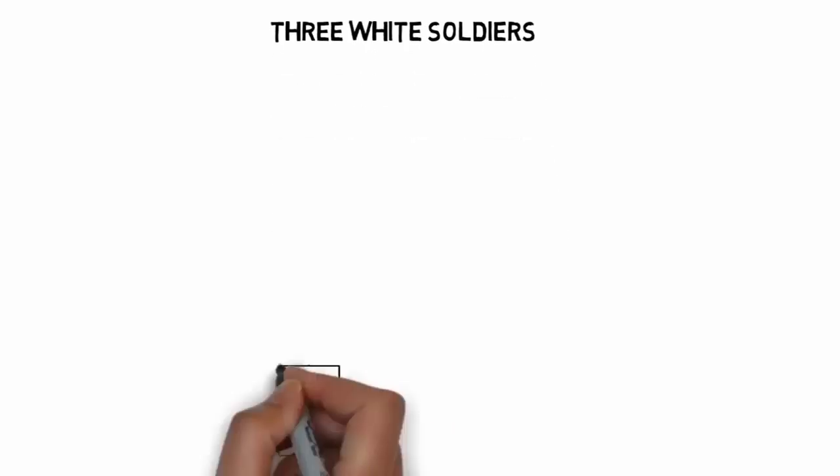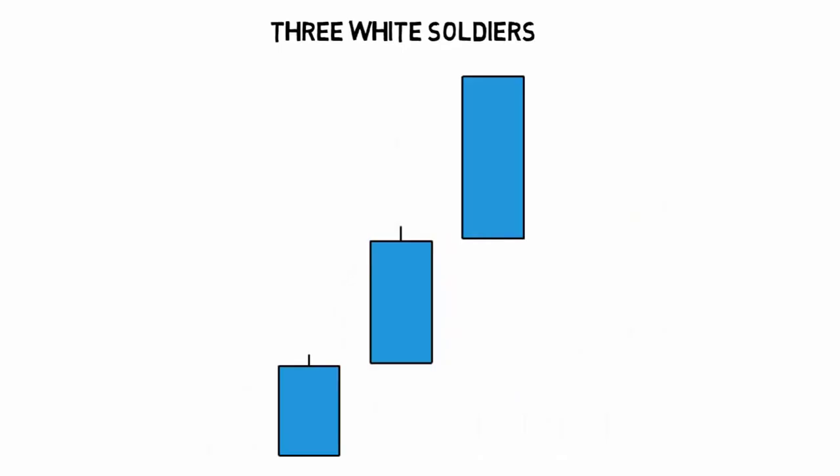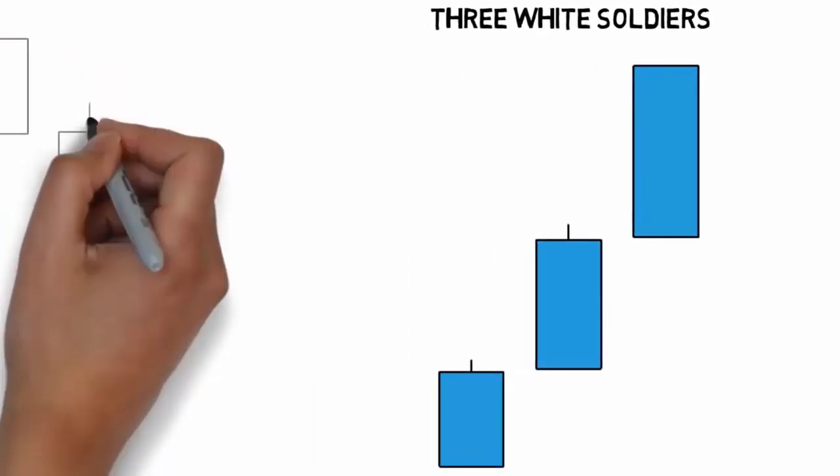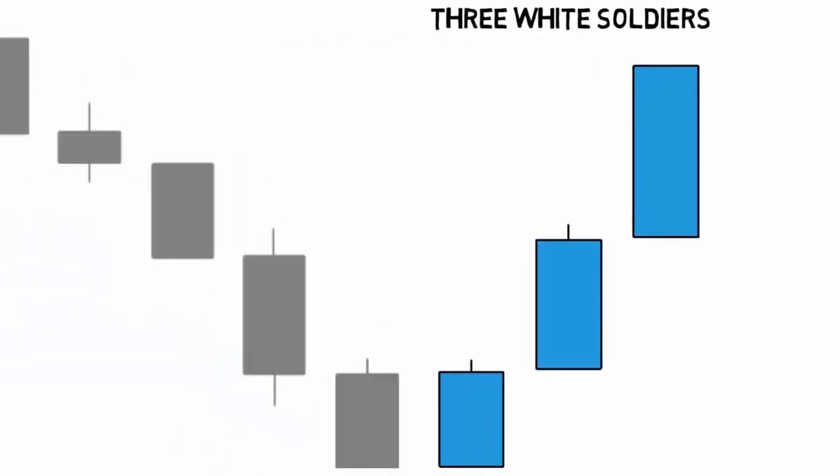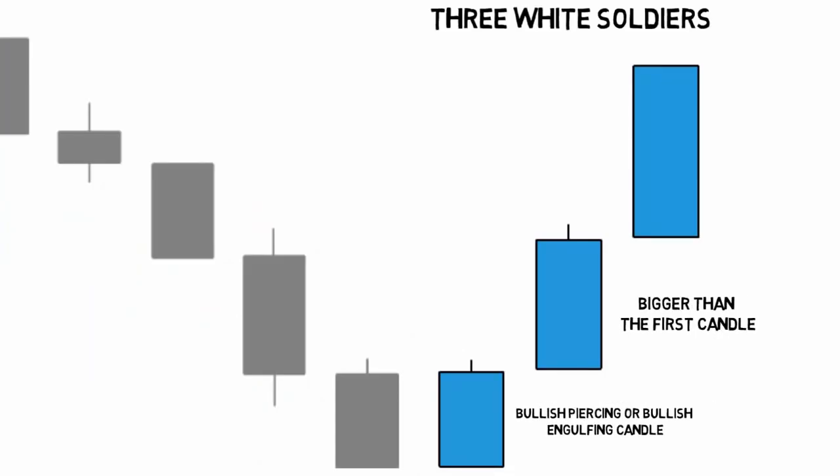3 white soldiers is a 3-candlestick bullish reversal signal. All 3 candlesticks have large real bodies and have very small or non-existent shadows. The first candlestick is usually a bullish piercing or bullish engulfing candle. The second candle should be bigger than the first, and the third candle should be at least the same size as the second candle. The 3 black crows is a bearish reversal pattern.